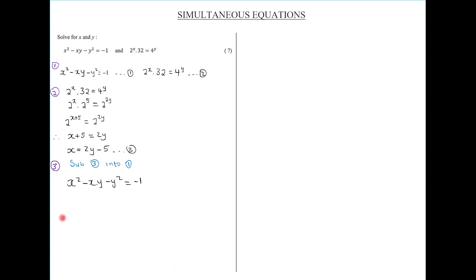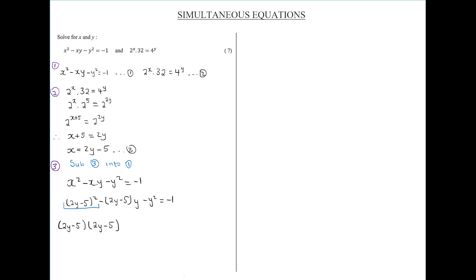So let me go ahead and do that. So I have (2y minus 5) squared minus (2y minus 5) into (y) minus y squared equals minus 1. Now here I can see I have an expanded product, right? So an expanded product means this is (2y minus 5) all squared. Then when I expand it, it's going to be (2y minus 5) into (2y minus 5).